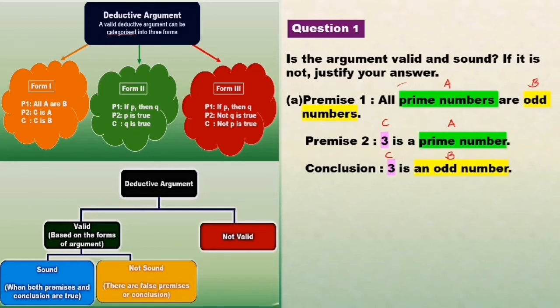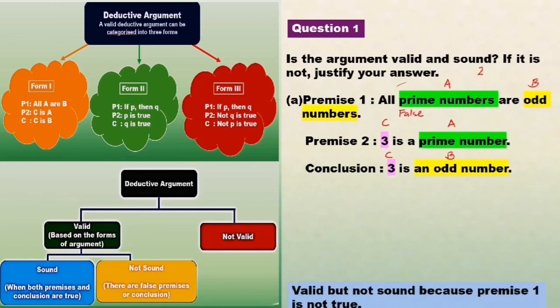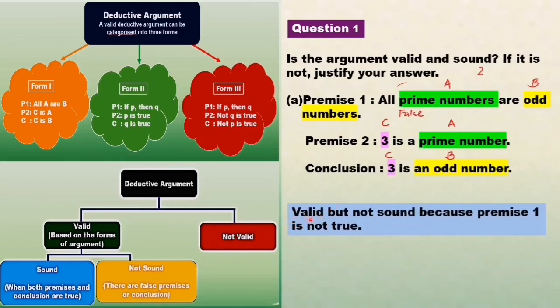Now we determine whether this argument is sound or unsound. So we check: all prime numbers are odd numbers, but number 2 is a prime number. Number 2 is not an odd number. So premise 1 is false. Conclusion: this argument is valid but not sound because premise 1 is not true.